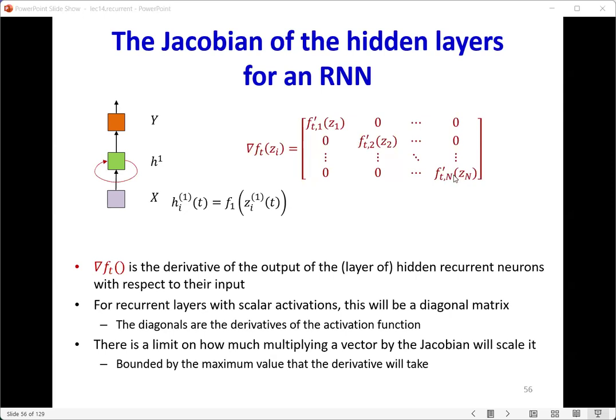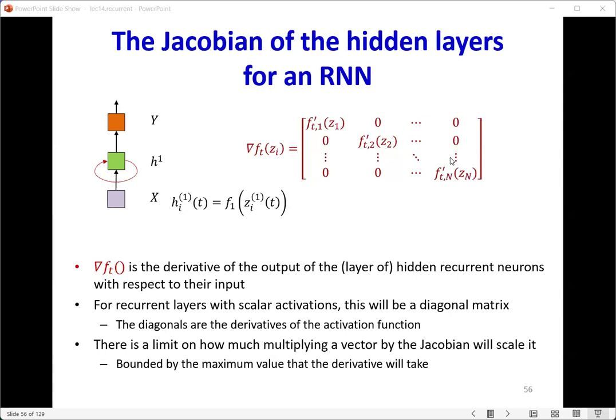These terms. Anyone remember? What are these? This is going to be the derivative of the activation functions, correct? These are the derivatives of the activation functions. This is the derivative of the activation function for the first neuron in the layer. This is that for the second neuron in the layer, and so on.